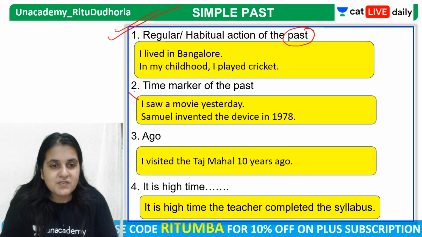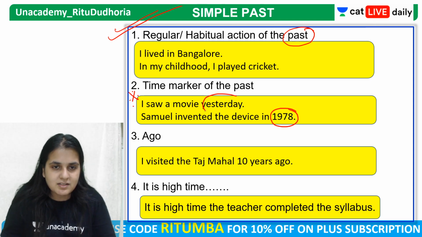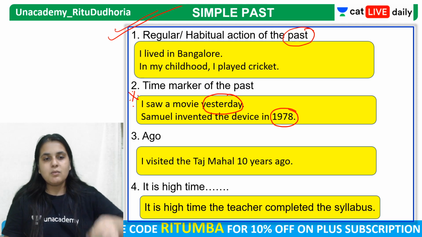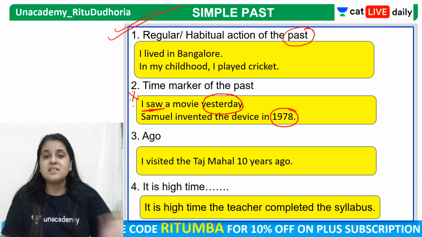Now, this rule is very crucial. Whenever you use a time marker of the past, when did it happen? What did you do yesterday? I saw a movie. Simple past. You will not say I had seen.